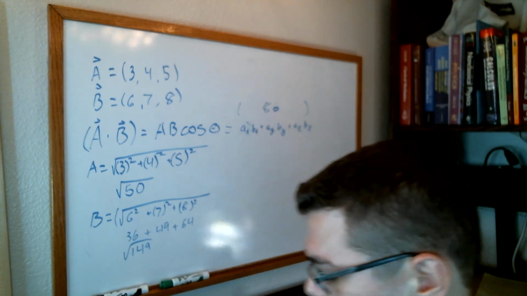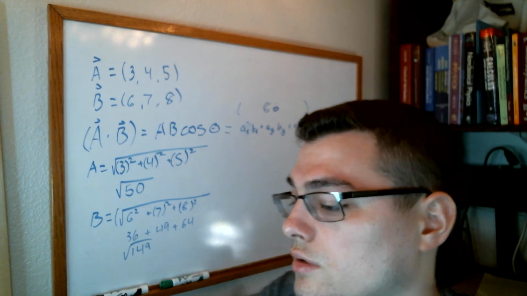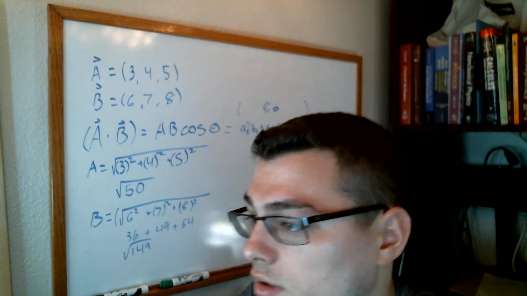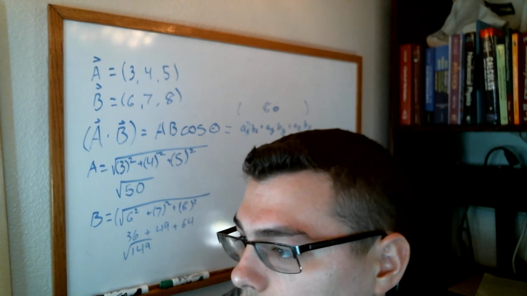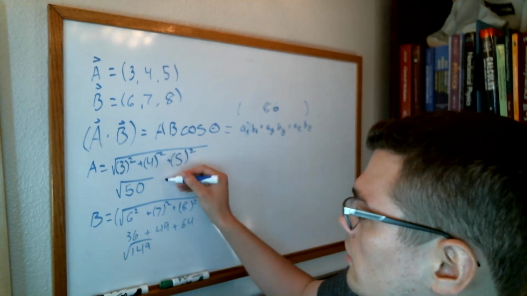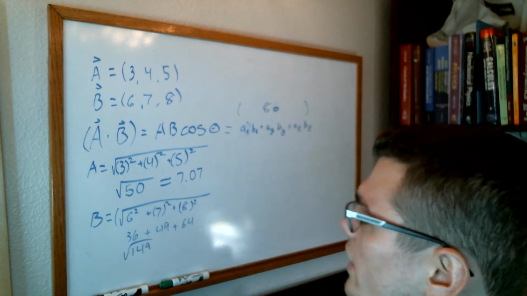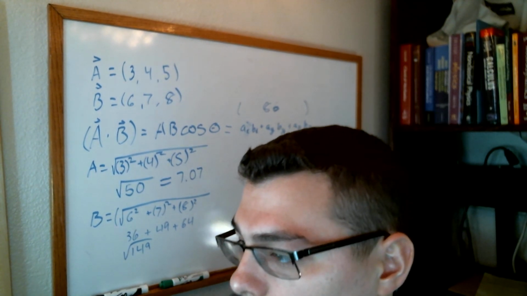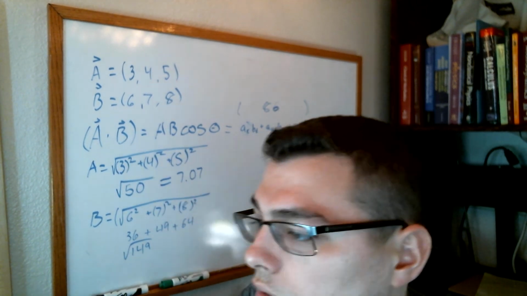And so let's find those two square roots real quick. The one should be a little bit above 7, and the other one, I'm not too sure off the top of my head, should be a little bit bigger than 12. Okay, so the square root of 50 is going to be 7.07. And then the square root of 149 should be 12.2.